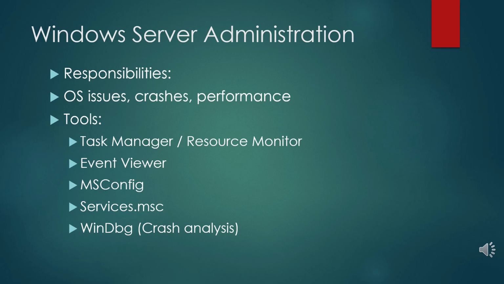Now let's look at a real-time scenario. Suppose a production server suddenly becomes very slow. Users start reporting application delays. First, we check Task Manager and notice high CPU usage. Then we open Resource Monitor and identify a specific process consuming resources.